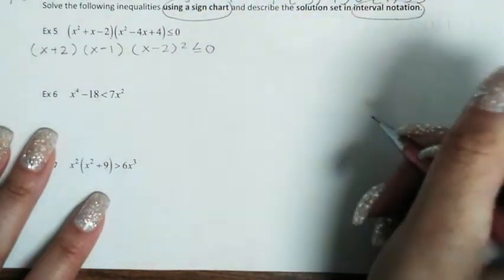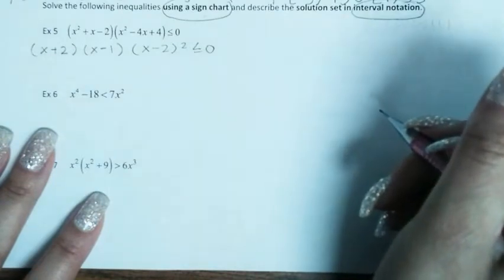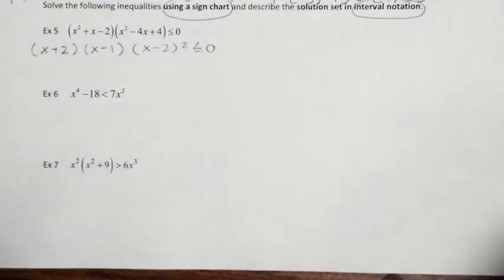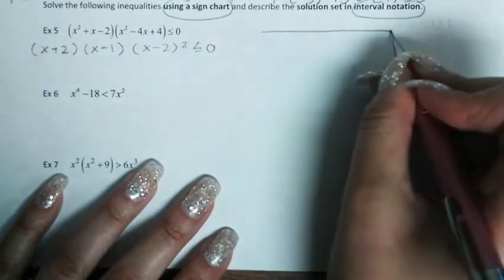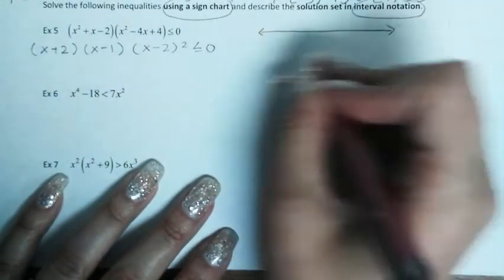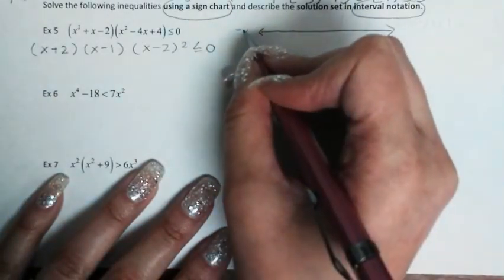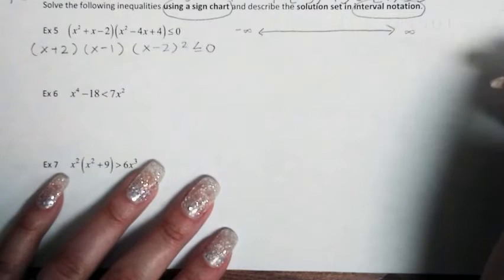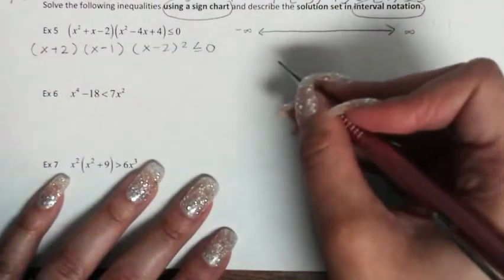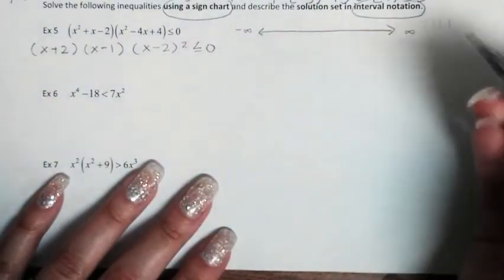Okay, so we have this, and you're like, cool. Now what? How can I build my table? Okay, so you build your table by drawing a number line. This is basically your number line. You know that you start at negative infinity and you end at positive infinity. What do you have in between? What are you going to write there?